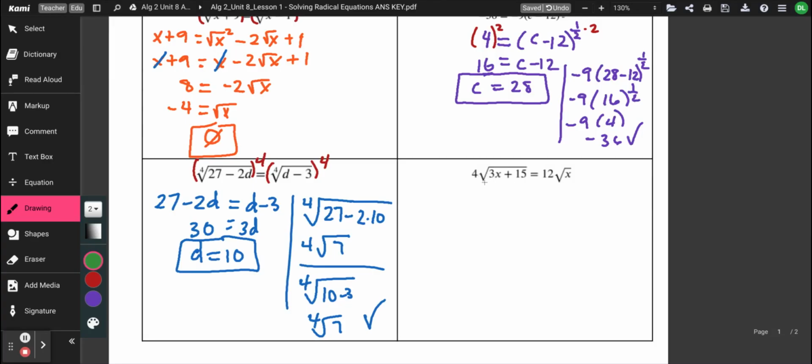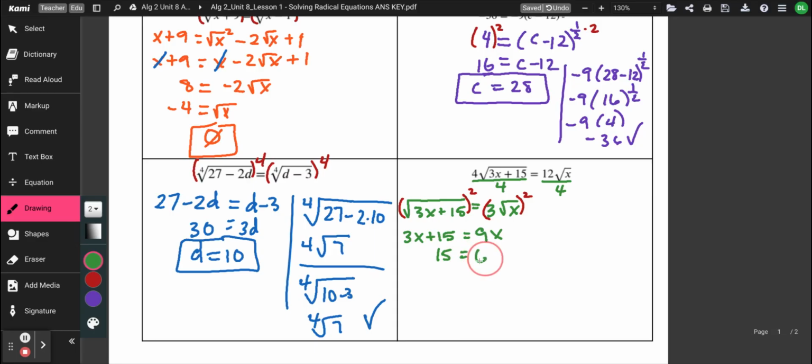Okay, on the next one, first thing we need to do is isolate one of these radicals. So I'm going to divide both sides by 4. So that will give me the square root of 3x plus 15 on the left and 3 times the square root of x on the right. And then I have to square both sides. So that will give me 3x plus 15 on the left and 9x on the right. Subtract 3x from both sides and divide by 6. So 15 over 6 is going to be 5 over 2. And then we just need to check that and make sure it works.